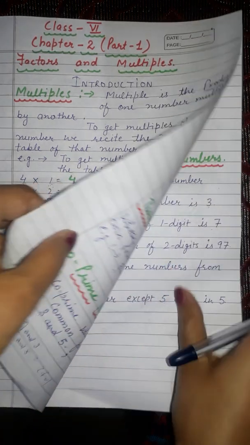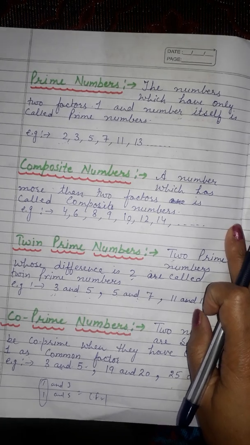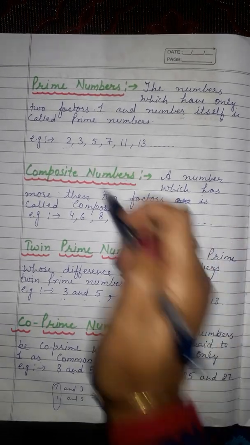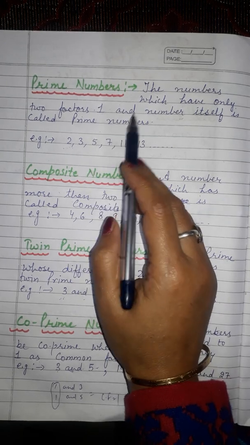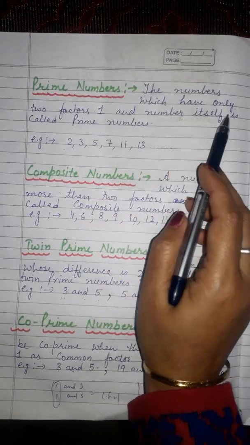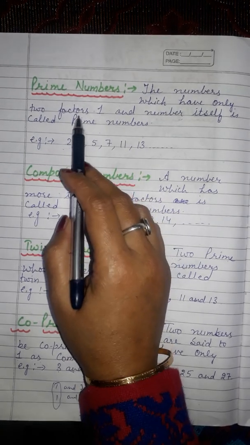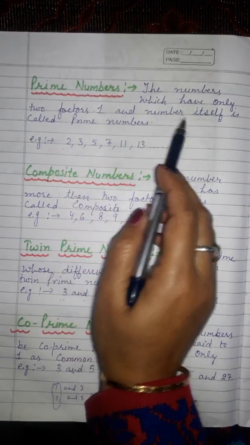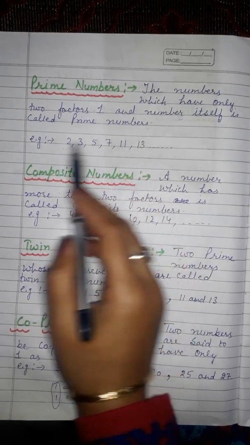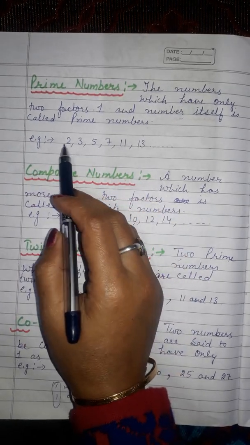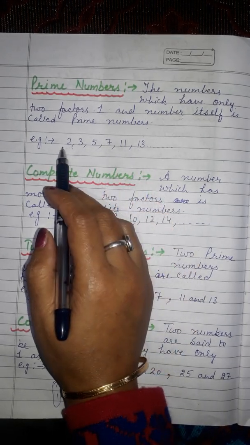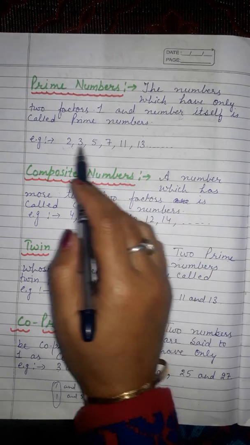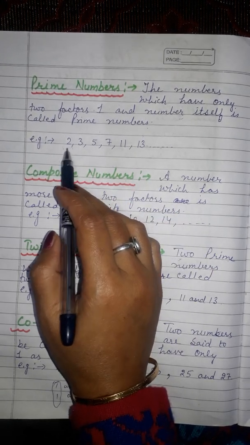The next one is prime numbers. So what are prime numbers? The numbers which have only two factors are called prime numbers, and those two factors are 1 and the number itself. For example, there are so many prime numbers in our number system: 2, 3, 5, 7, 11, 13. These are all prime numbers because they have only two factors.